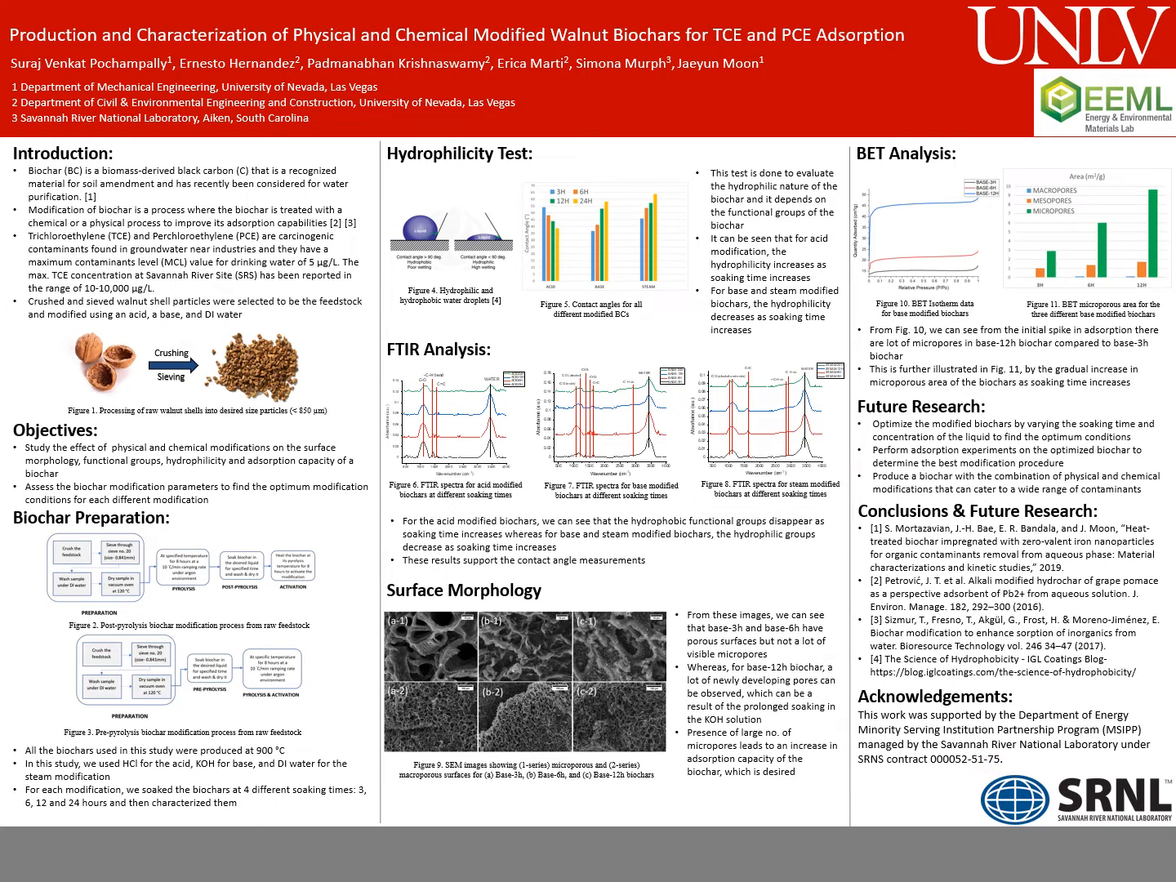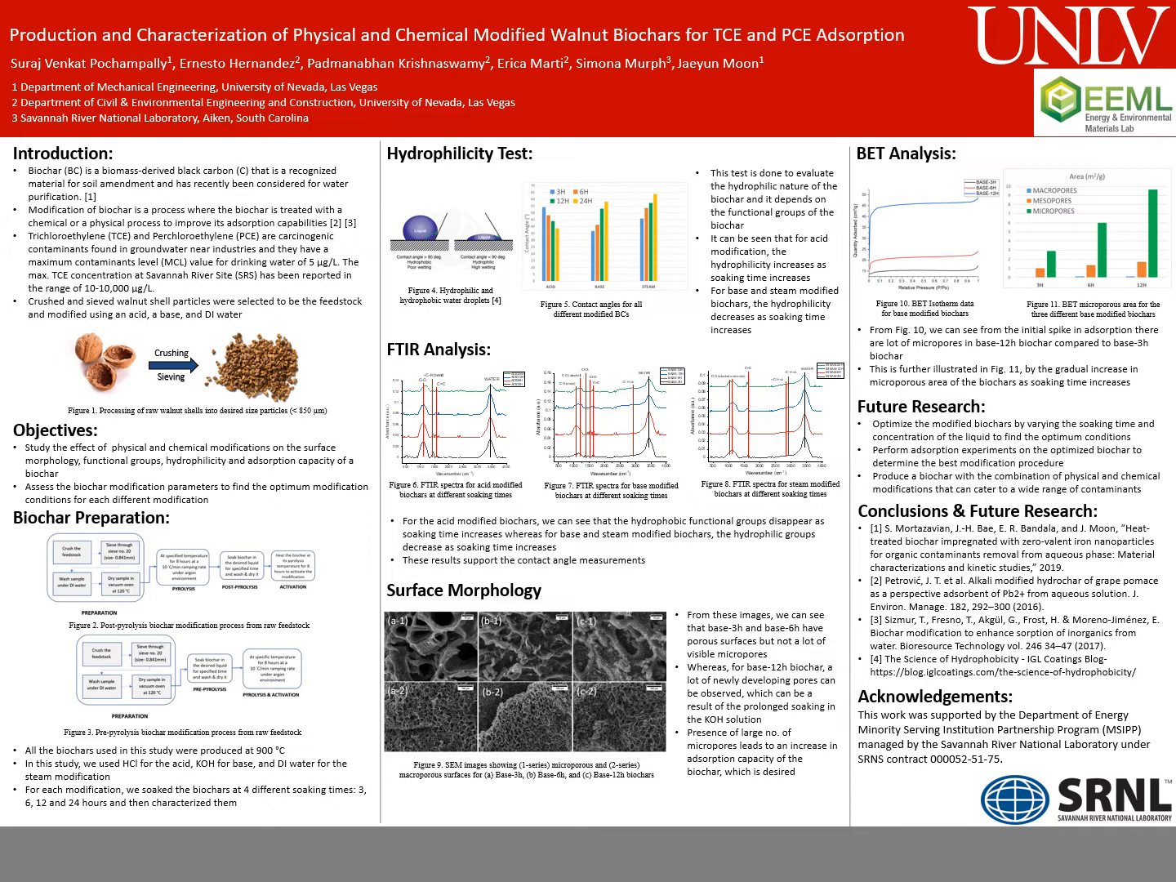Biochar is a biomass-derived black carbon that is a recognized material for soil amendment, soil improvement, and has also been used for water treatment. It is produced from waste biomass feedstocks like walnut shells, peanut shells, wood chips, etc., using a process called pyrolysis, where it is heated to a very high temperature under the absence of oxygen to produce a porous carbon material.